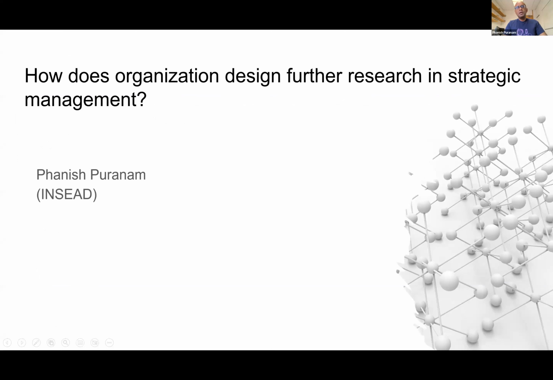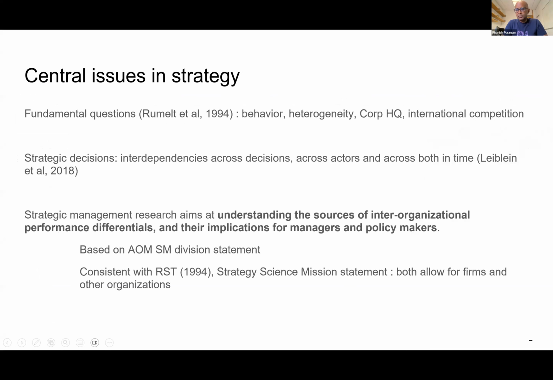Thank you. All right. So I'm going to skip over some of the parts that John already covered and Dan touched on. So we are converging on broadly similar statements. So what are some central issues in strategy? John already gave you a quick overview. I want to add maybe a third one, which has certainly helped me to orient my work to strategy, which is that the field is really about understanding sources of performance differences across organizations and their implications for managers and policymakers. Okay, and that's been very much the way I've thought about strategy.